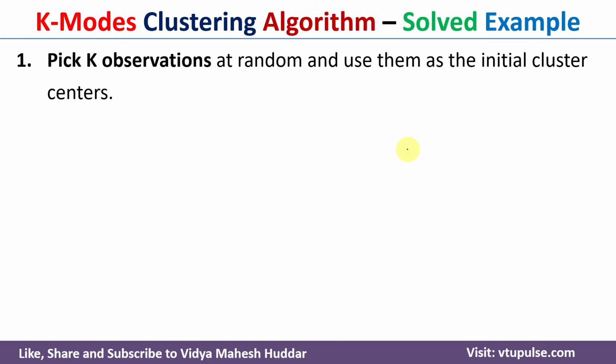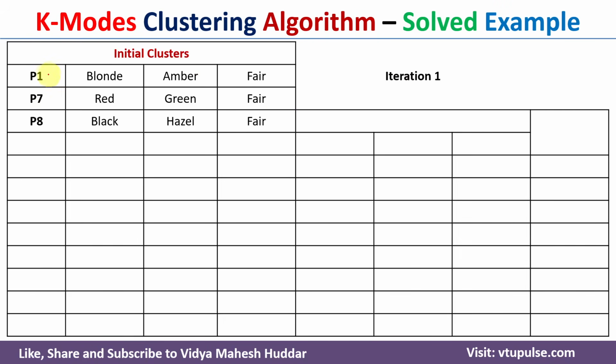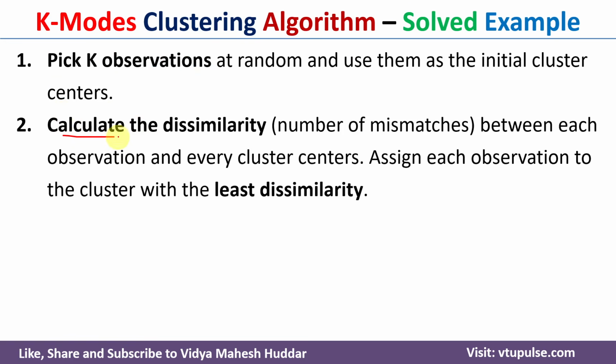In the first step of the K-modes clustering algorithm, we need to pick K observations at random and use them as initial cluster centers. In this case, I have selected persons P1, P7 and P8 as the initial clusters. In the second step, we need to calculate the dissimilarity. It means the number of mismatches between each observation and every cluster center. After that, we need to assign each observation to the cluster with the least dissimilarity.